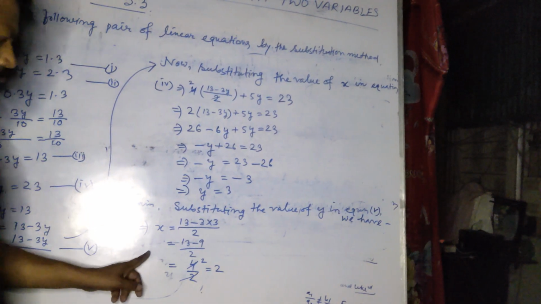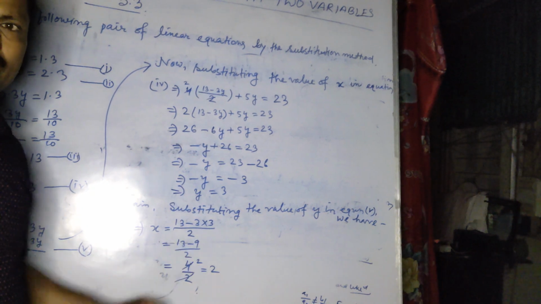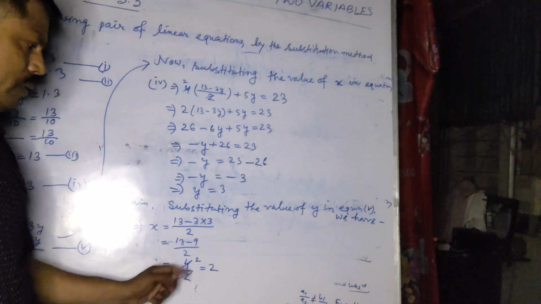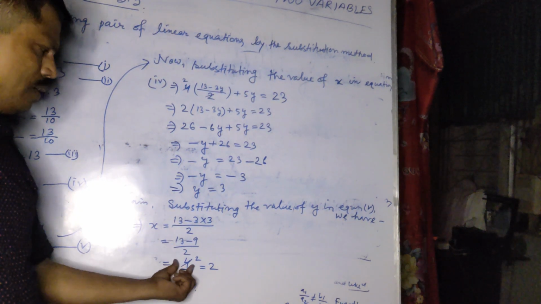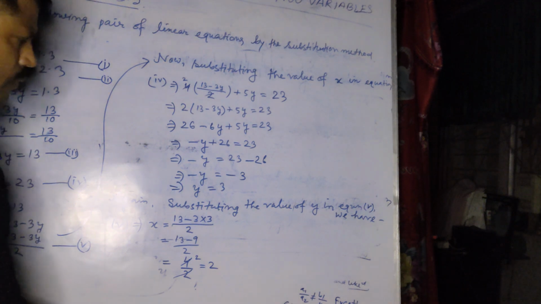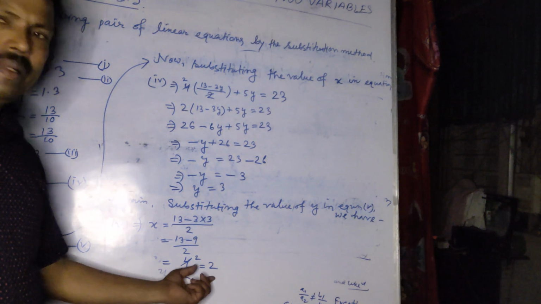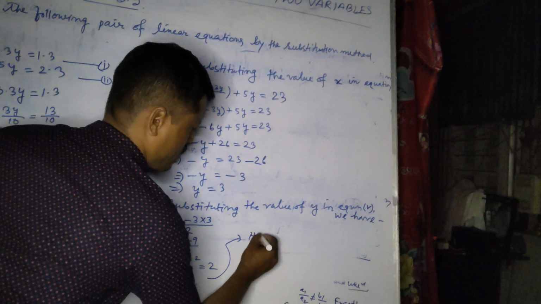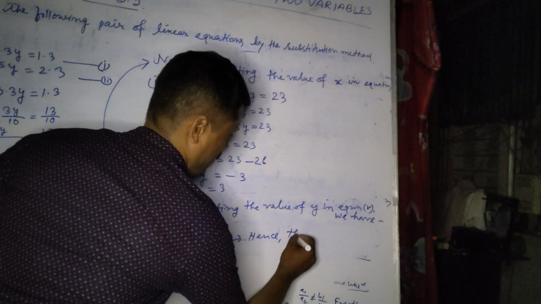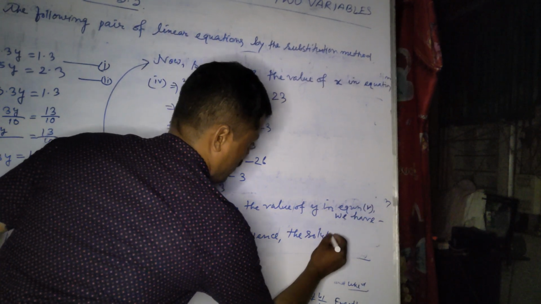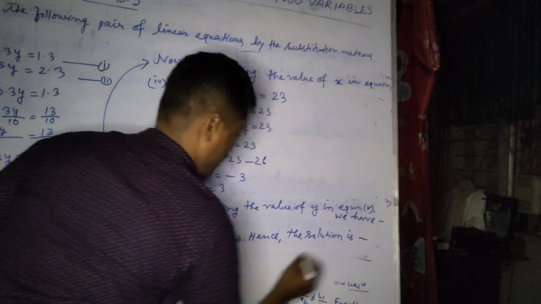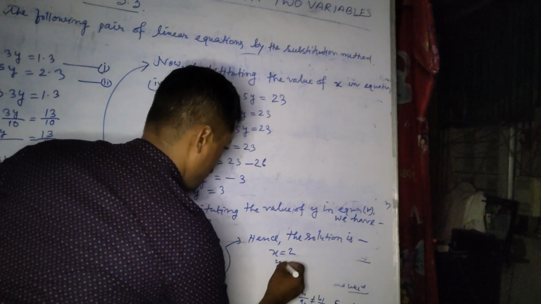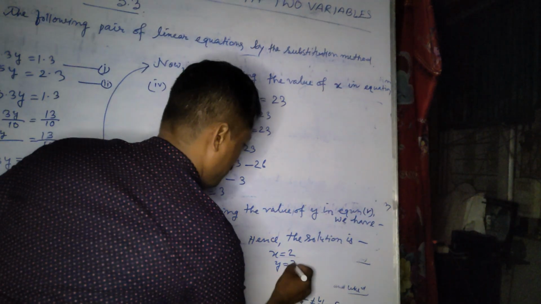So now x is equal to what? 13 minus 3 into 3 divided by 2. Then 13 minus 3 into 3 means 9, divided by 2. So 13 minus 9 is equal to 4, divided by 2. Then we will get 2. So hence the solution we can write like this: x is equal to 2, y is equal to 3.